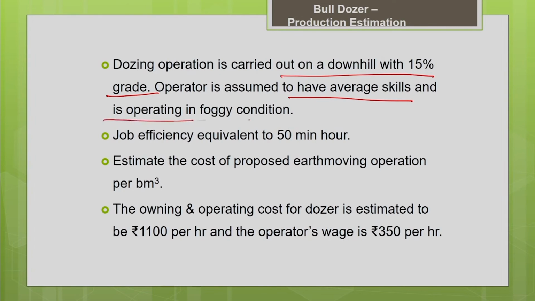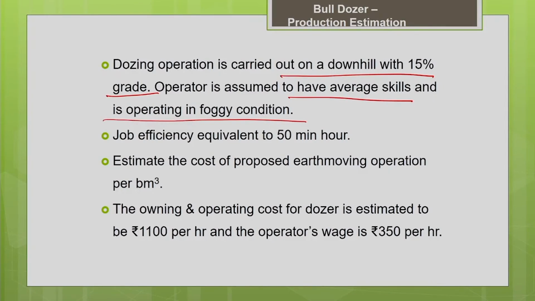The machine is operated in foggy condition, so the visibility is going to be poor, and the job efficiency is given as 50 minutes per hour. That means the machine is working for 50 minutes in 1 hour. You are going to estimate the unit cost of the earth moving operation.